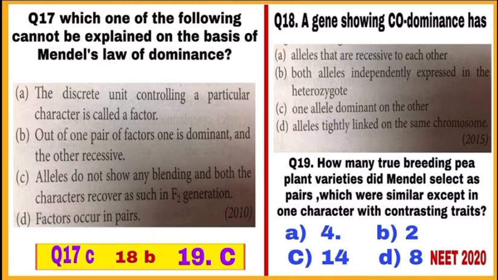Question number 19. How many true breeding pea plant varieties did Mendel select as pairs which were similar except in one character with contrasting trait? Mendel selected 14 true breeding pea plant varieties as pairs which were similar except for one character with contrasting traits. So, correct option is C, mark C.